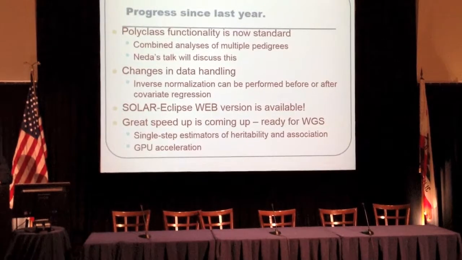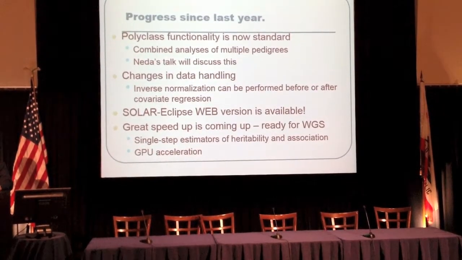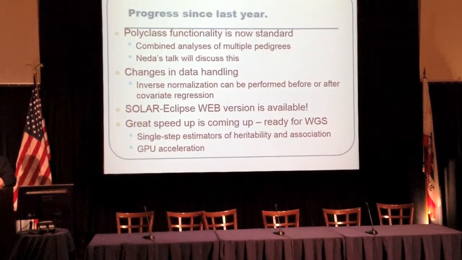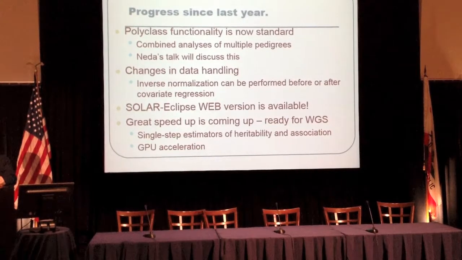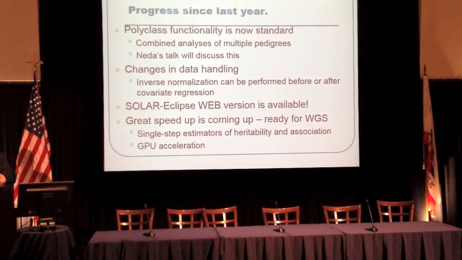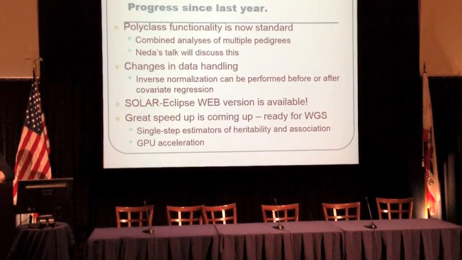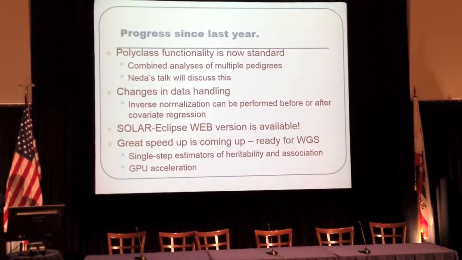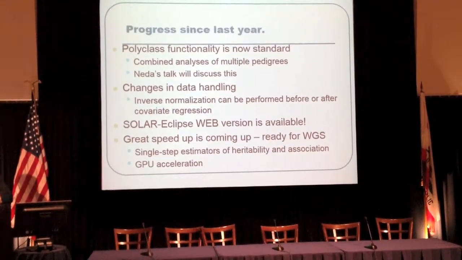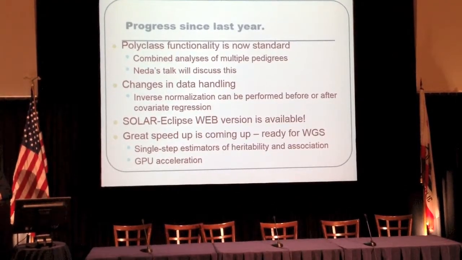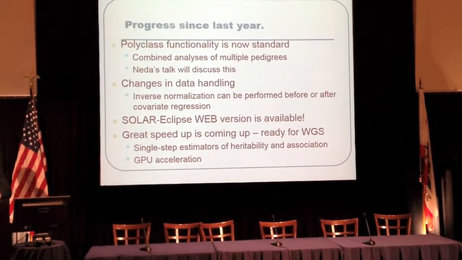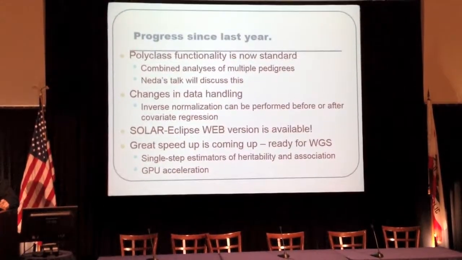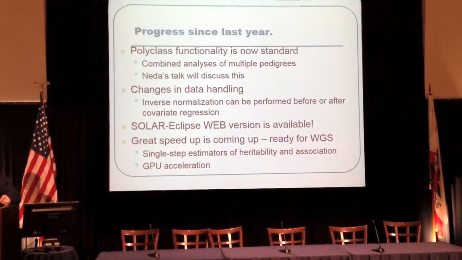But we also now developed a Solar Eclipse web version, where if you have a project where you have related individuals and you would like to have an analysis portal where your users can come in and say, well, I'd like to estimate heritability for this trait, or I would like to do this genetic analysis, they can actually do it directly from your website. So we have a web version of Solar to power analysis portals for individual projects.